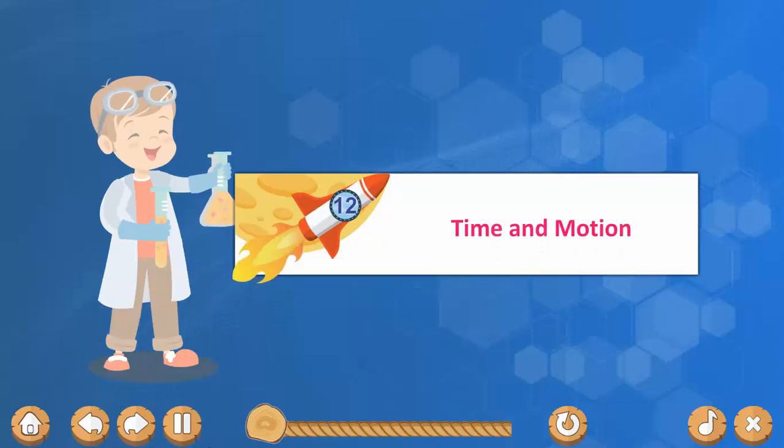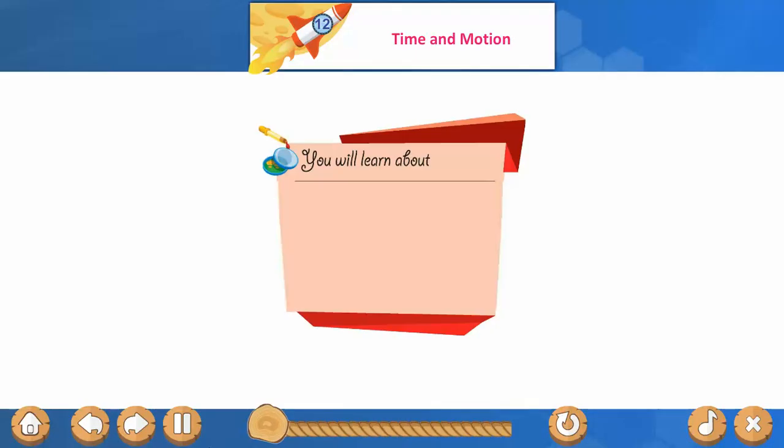Chapter 12, Time and Motion. You will learn about measuring time, the simple pendulum, motion, speed, distance, time graphs.